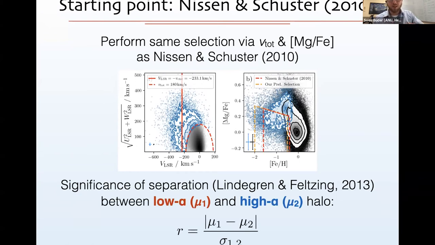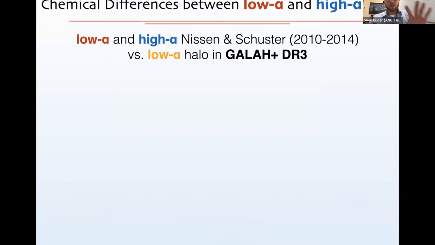And what I'm interested in is trying to figure out the significance of separation. So how different are the low alpha halo and the high alpha halo in different element abundances? You can calculate that basically by taking the difference of the mean of the distributions, mu1 and mu2, and just dividing that by the standard deviation of their distributions. So looking at the data, I'm going to show the Nissen and Schuster low alpha in red, high alpha in blue, and GALAH in orange.